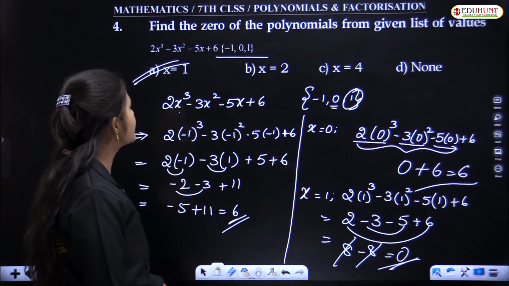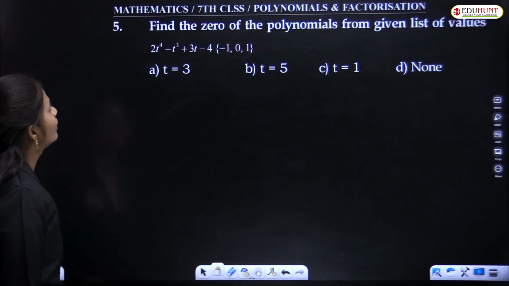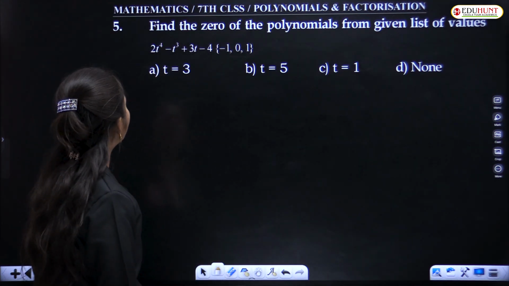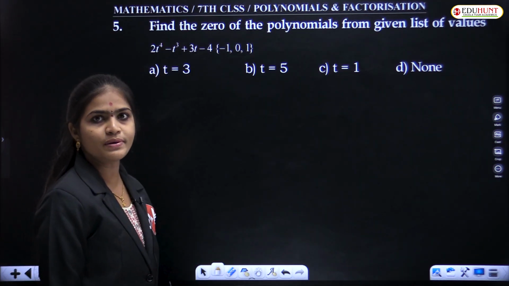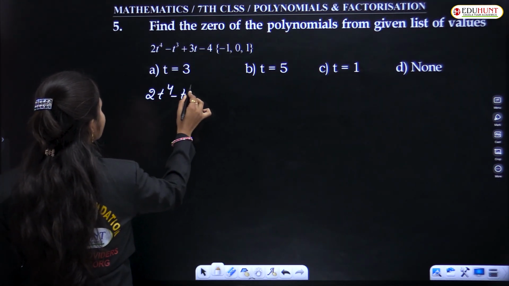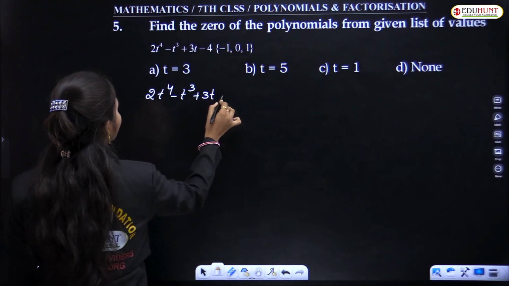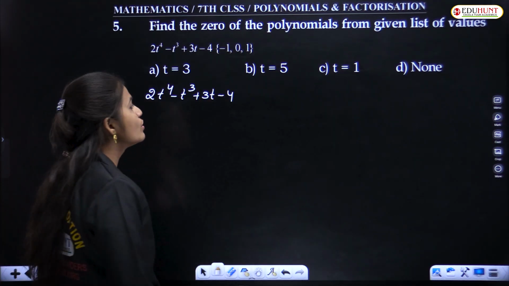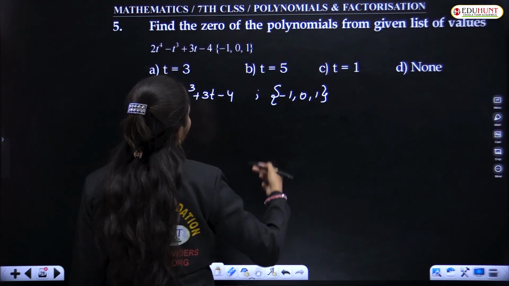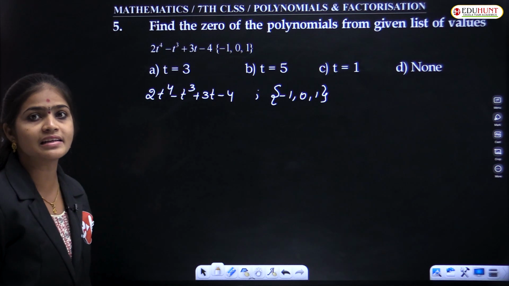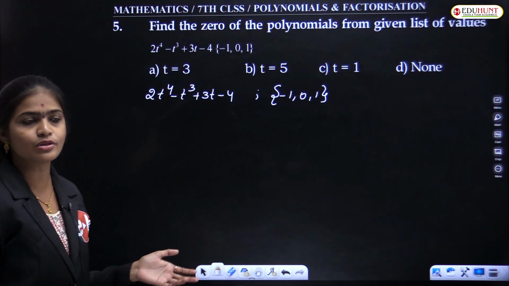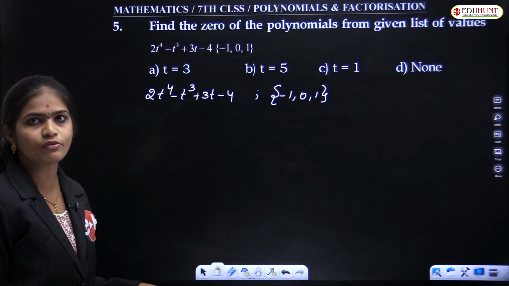Okay, so let us see the next one. Find the 0 of the polynomial from the given list of values. So again, just like the previous one. What they have given is 2t power 4 minus t cube plus 3t minus 4. The given list of values are minus 1, 0 and 1. Again, by seeing the options we can keep, but sometimes they will give wrong options also. Sometimes they give option D as none also. So that's why here we have to check all the given answers.